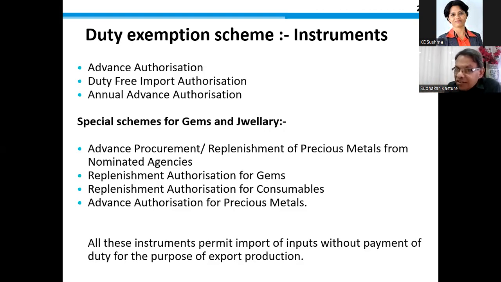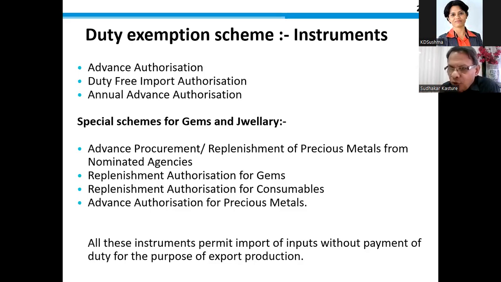There is one special scheme for gem and jewelry. There are 5 different versions: advance procurement or replenishment of precious metals from nominated agencies, replenishment authorization for gems, replenishment authorization for consumables, advance authorization for precious metals. Understand, gem and jewelry is a little different sector where the quantity and weight is small, but value is very high.